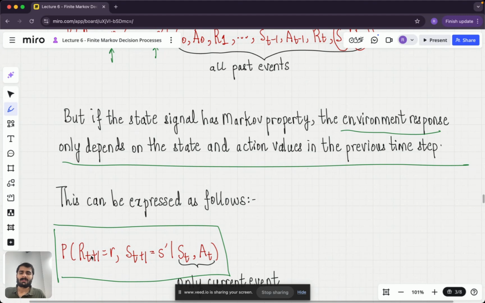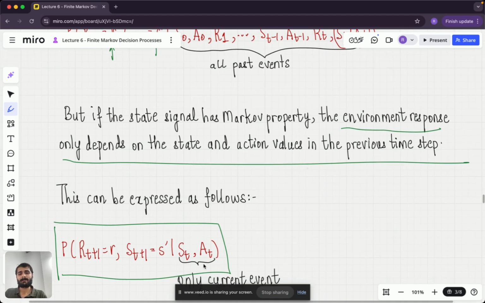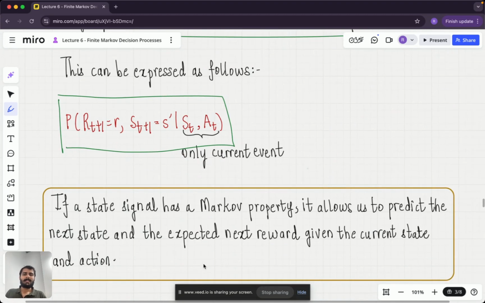In other words, the probability that R_t+1, which is the next reward, is small r and the next state is s dash, only depends on the current event, which is the current state and the current action taken by our agent. It does not depend on all the events which have happened in the past. So, if a state signal has the Markov property, it allows us to predict the next state and the expected next reward given the current state and the current action.